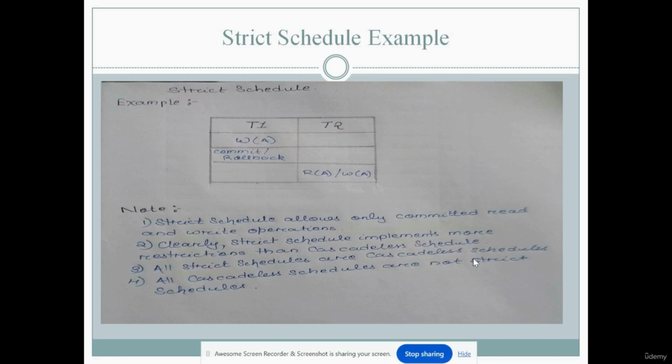Now let's see some notes. Strict schedule allows only committed read and write operation. Clearly, strict schedule implements more restriction than cascadeless schedule. All strict schedules are cascadeless schedules. All cascadeless schedules are not strict schedules.